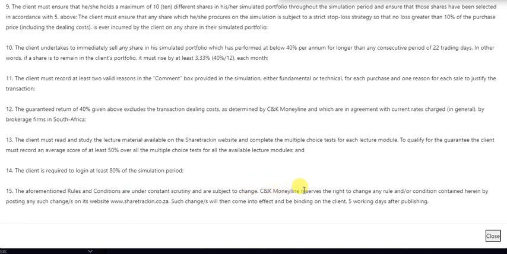15. The aforementioned rules and conditions are under constant scrutiny and are subject to change. C&K Moneyline reserves the right to change any rule and/or condition contained herein by posting any such change on its website. Such changes will then come into effect and be binding on the client 5 working days after publishing.